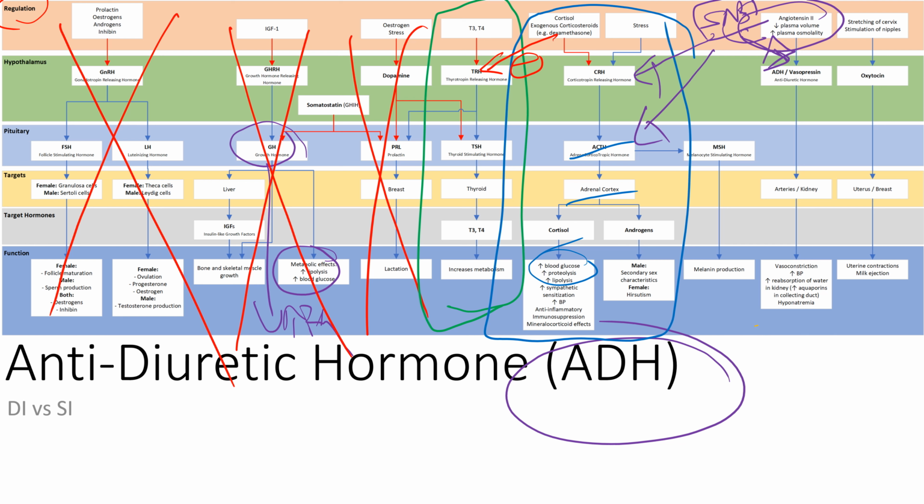So ADH is what we're talking about right now. ADH gets released when we have stress, right? With SNS, angiotensin 2 gets released. When else would ADH get released? When we have low plasma volume, low blood pressure. Low blood pressure is going to vasoconstrict, right? That's the job of our vasopressin, or ADH.